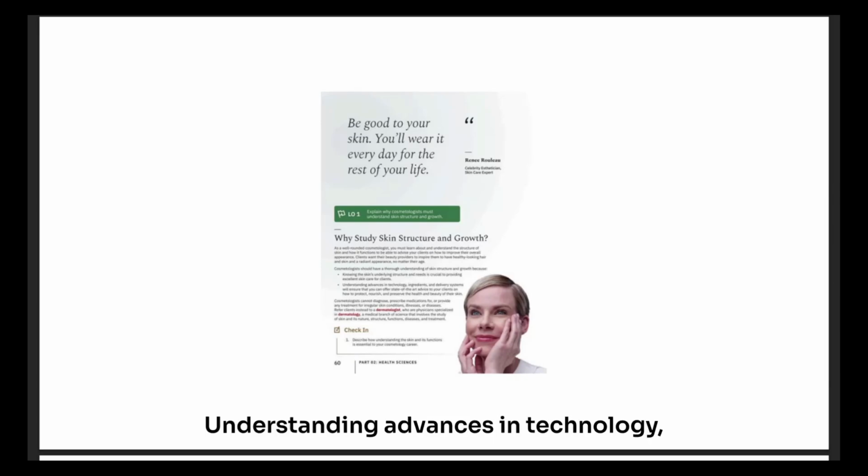Understanding advances in technology, ingredients, and delivery systems will ensure that you can offer state of the art advice to your clients on how to protect, nourish, and preserve the health and beauty of their skin. Cosmetologists cannot diagnose, prescribe medications for, or provide any treatment for irregular skin conditions, illnesses, or diseases. Refer clients instead to a dermatologist, who are physicians specialized in dermatology, a medical branch of science that involves the study of skin and its nature, structure, functions, diseases, and treatment.